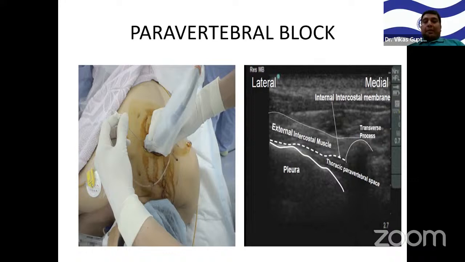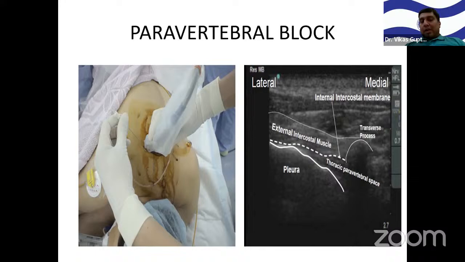It is the space between the parietal pleura and the internal intercostal membrane, with the base formed by the vertebral body. It contains adipose tissue, intercostal nerve, dorsal ramus, intercostal vessels, and the anterior sympathetic chain. And the main thing there is a ligament, the costo-transverse ligament.